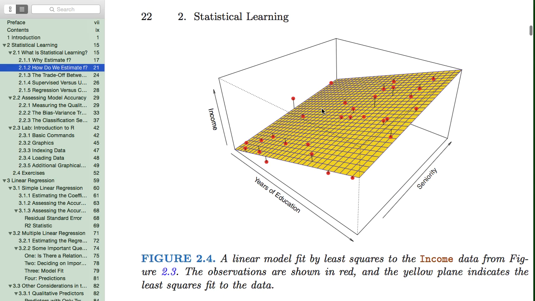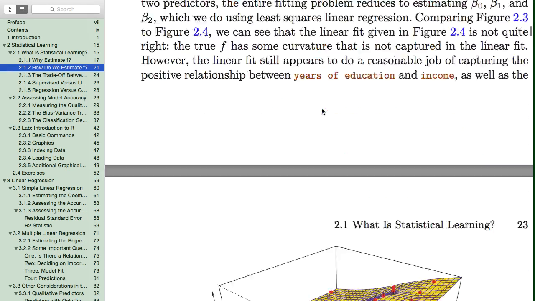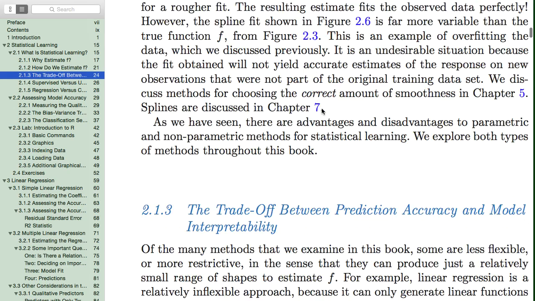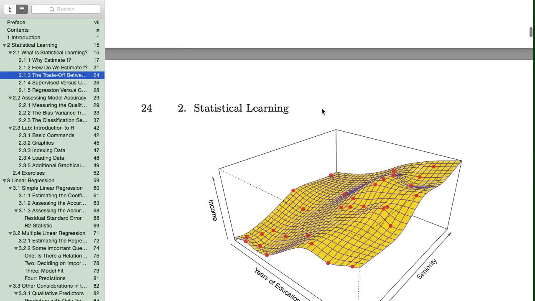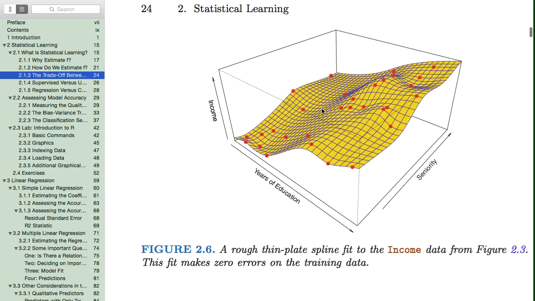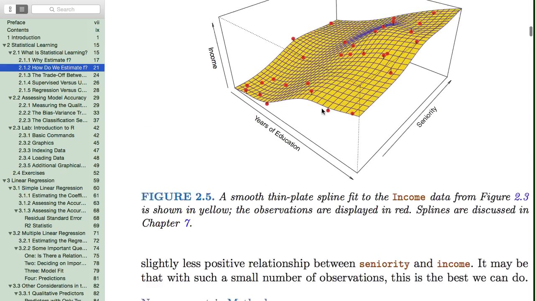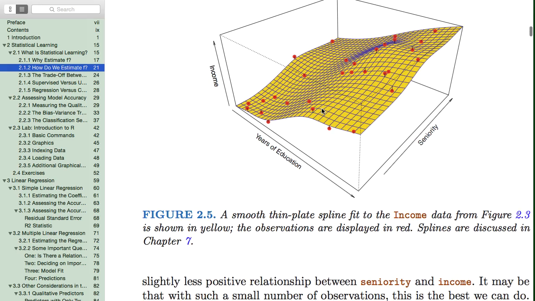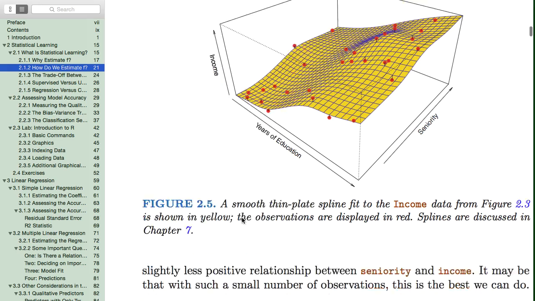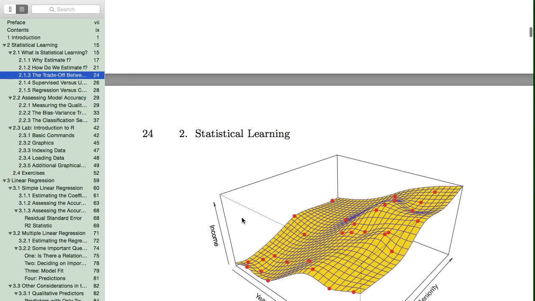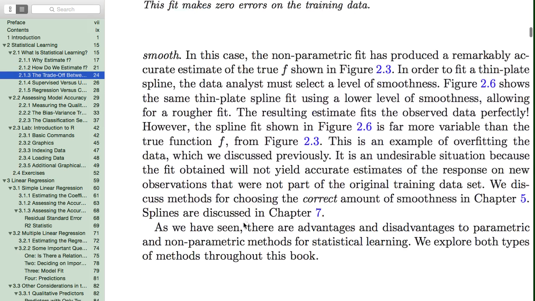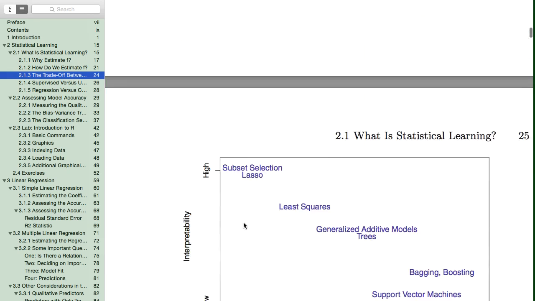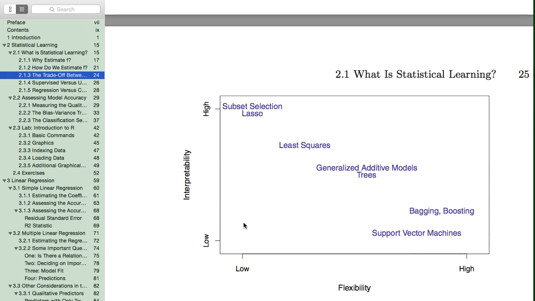And that brings us to our next concept. Our next concept is flexibility. And there's a picture to tell us a little bit about flexibility. So here, there are actually two different, oh, okay, I see, a smooth thin plate spline and a rough thin plate spline. And the rough thin plate spline makes no errors. Okay, and it is very difficult to interpret.